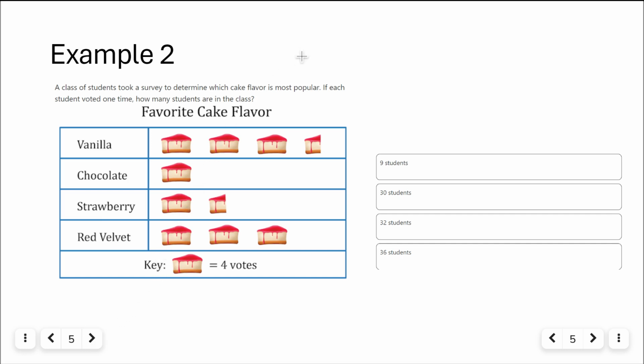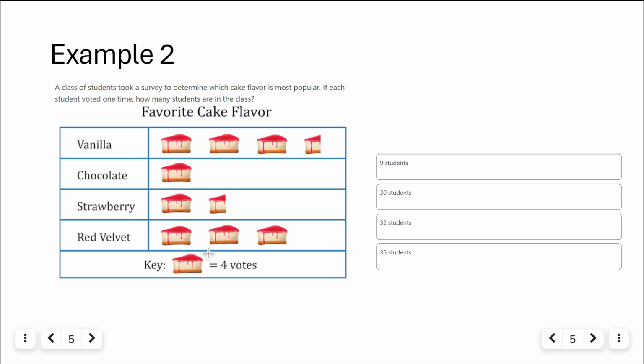Okay, now let's interpret this graph here. A class of students took a survey to determine which cake flavor is the most popular. If each student voted 1 time, how many students are in the class? Okay, each student voted 1 time. How many students are in the class? Now, there's a key down here.